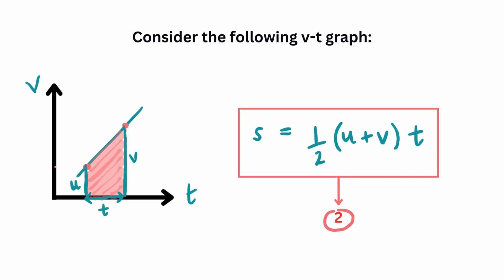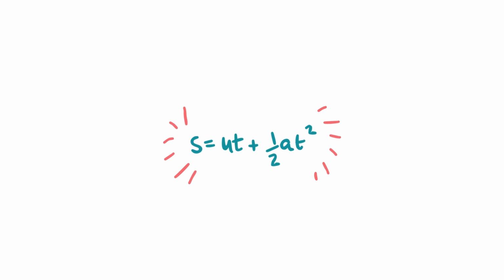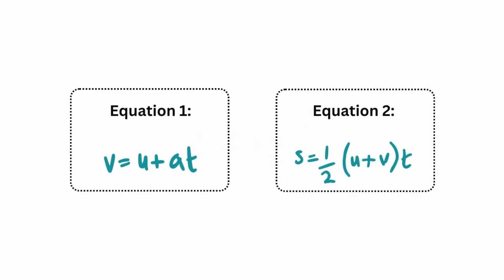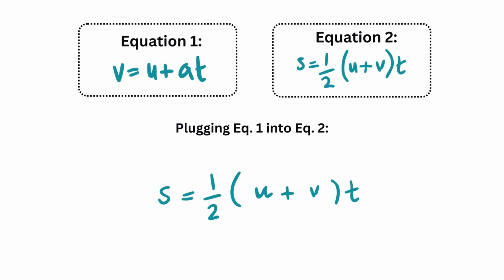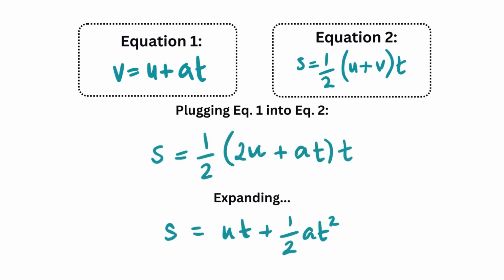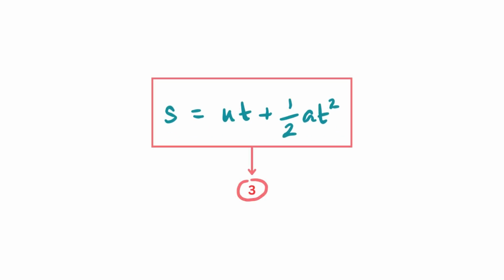Now let's move on to the third equation of motion, that is s equals ut plus half at squared. This equation can actually be derived from the previous 2 equations we just found out, that I've labeled here as equation 1 and equation 2. The step here is simple. All we need to do is plug in the first equation into the second equation. What that involves is a replacement of v in the second equation with u plus at, and we get the following equation. All we need to do next is to simply expand the bracketed terms, and we arrive at ut plus half at squared, which is the third equation of motion.